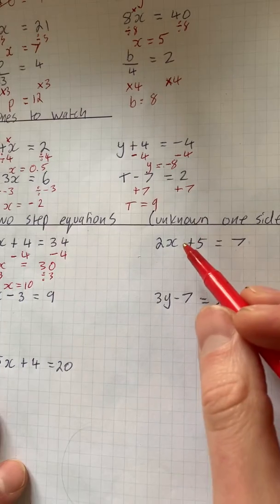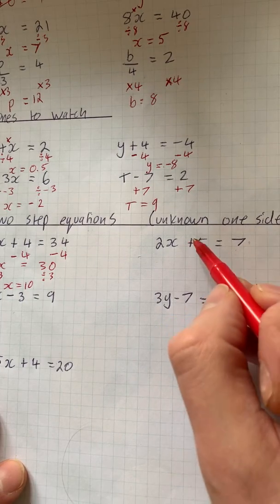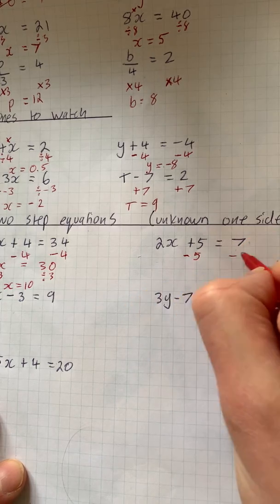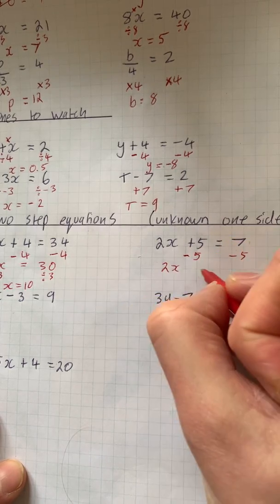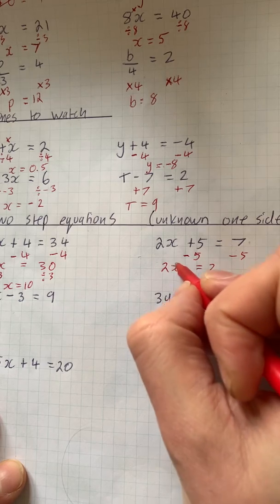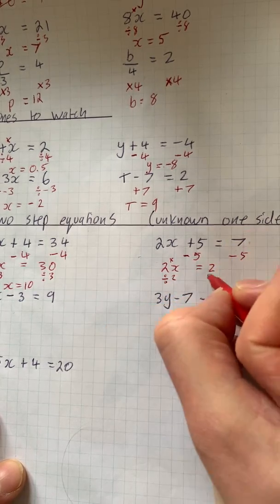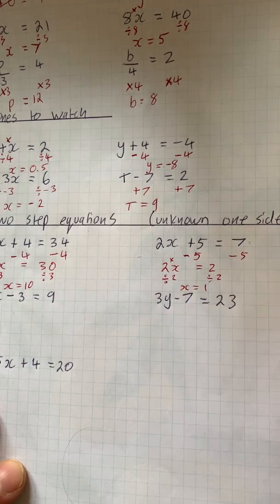One over here is very similar. We always do the bits that aren't attached to the x first, which is this plus 5. So we do the opposite, which is taking away 5. So we've got 2x is equal to 2. To get rid of that 2, remember it means 2 times x, so we do the opposite, which is dividing by 2. So x is equal to 1.